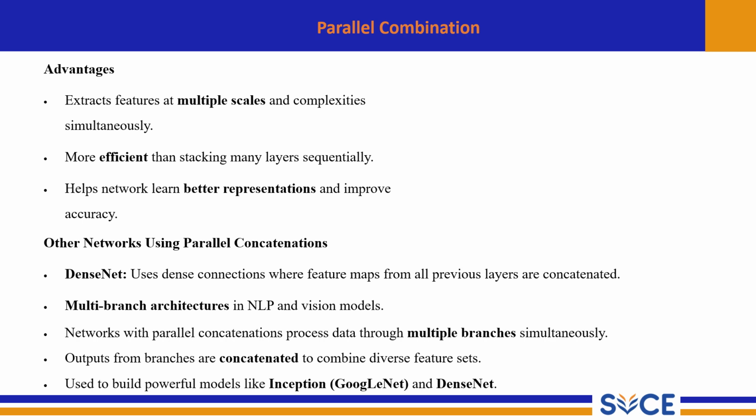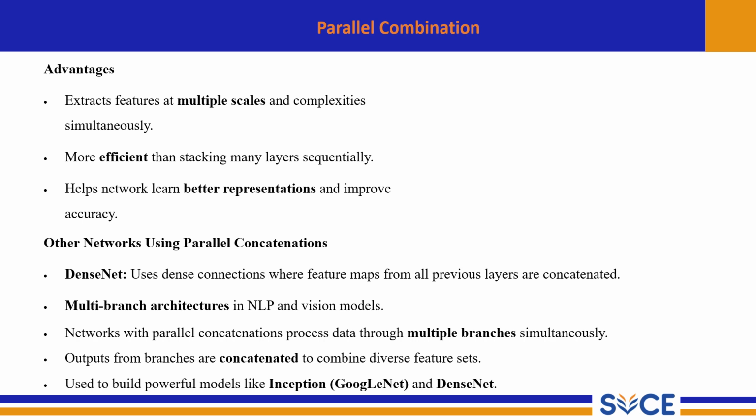Networks with parallel concatenation offer several advantages. First, they can extract features at multiple scales and complexities simultaneously, capturing both fine details and large patterns. Second, they are more efficient than stacking many layers sequentially, reducing computational cost while maintaining performance. Third, by combining diverse feature sets, these networks help the model learn better representations and improve overall accuracy.